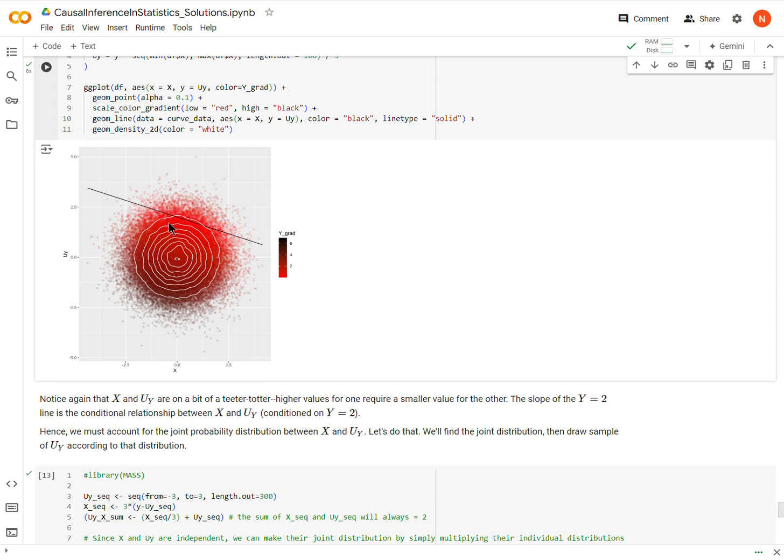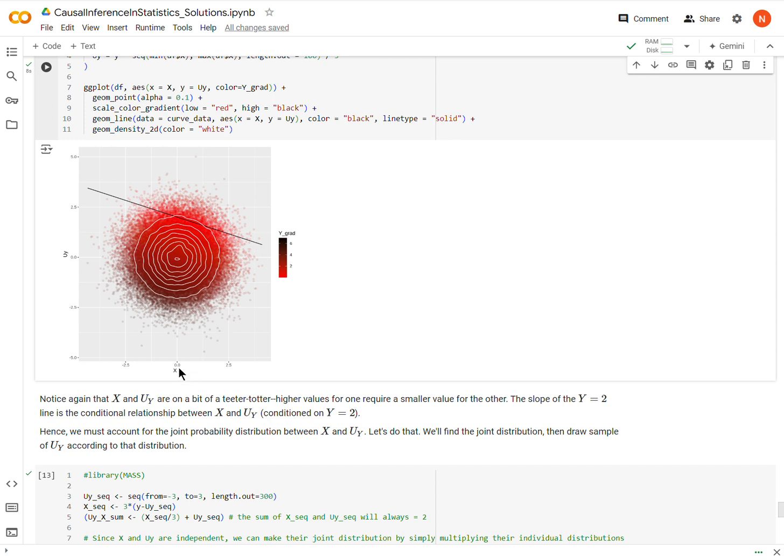These white lines here are contour lines. As I go more towards the center, the probability of data points of that value is increasing. Notice that 0, 0 is where both x and u of y have their expected values. Red signifies how close that particular value is to y equals 2, and as it gets blacker, you're further away from y equals 2. Exactly y equals 2 is represented on this black line here.